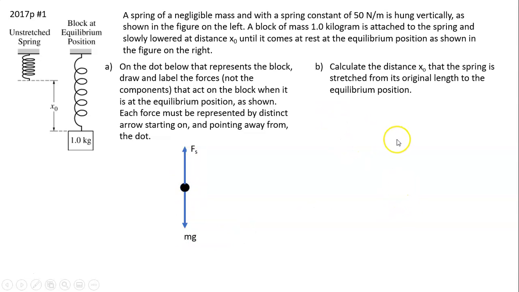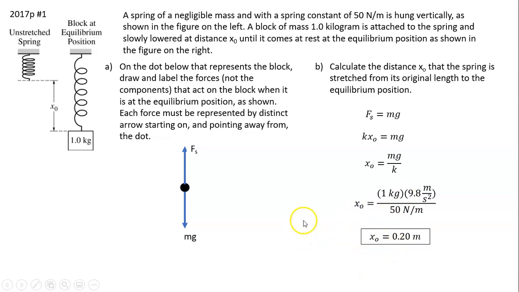Part B, calculate the distance x0 that the spring is stretched from its original length to the equilibrium position. Here is x0. So we know these two forces have to be the same. Fs, according to Hooke's law, is kx0. That should be equal to mg. We know m, we know g, we know k. Simply substitute your numbers. You should have x0 equals 0.2 meter.